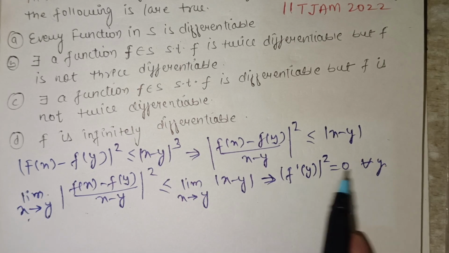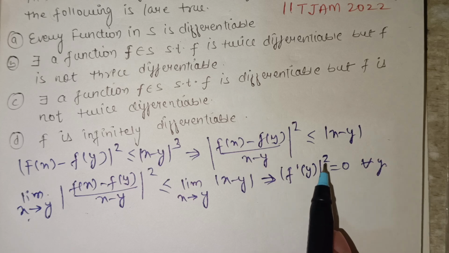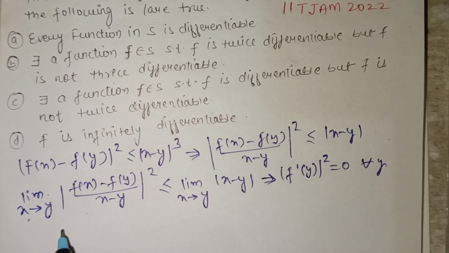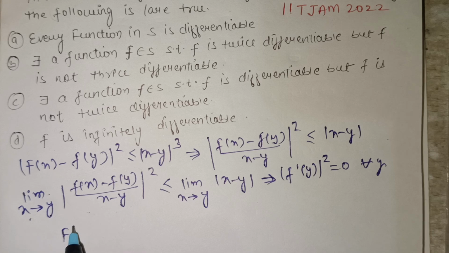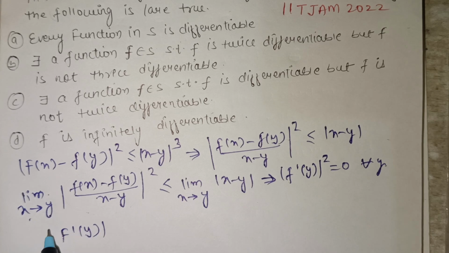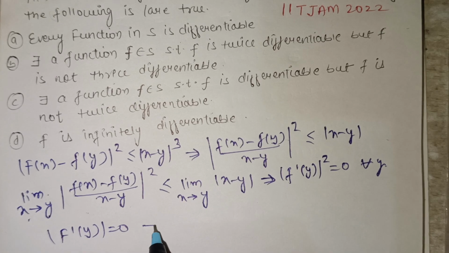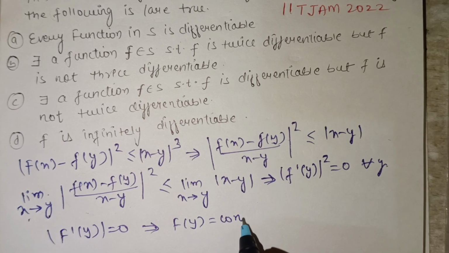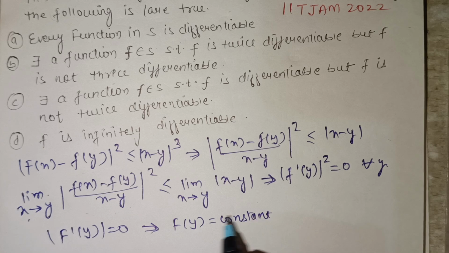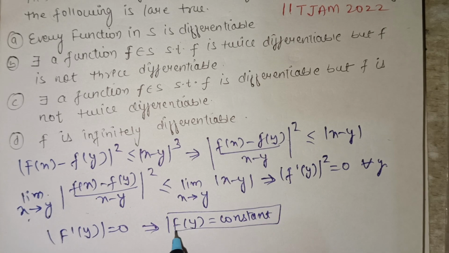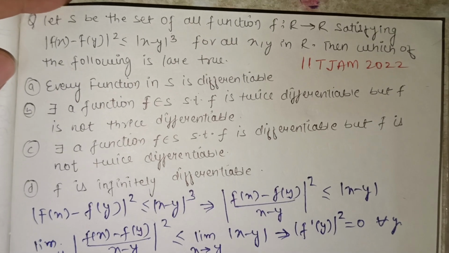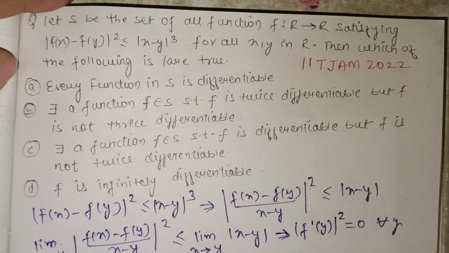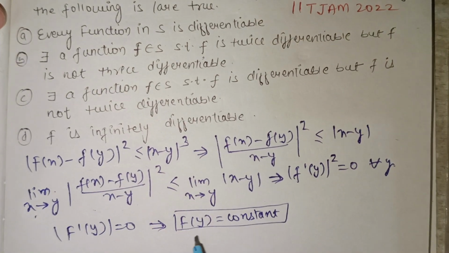For every y, this becomes 0. Now if the square is equal to 0, then it is also equal to 0, that is |f'(y)| is equal to 0, which implies f(y) is constant, right? So what did the question say? S is the set of all functions. So which type of function is this? This is a constant function. Now based on this solution we discuss the options.